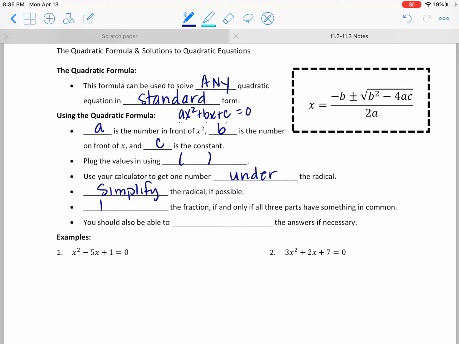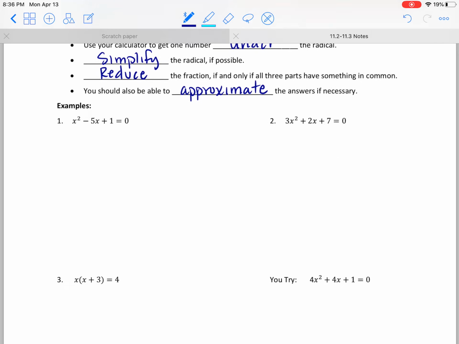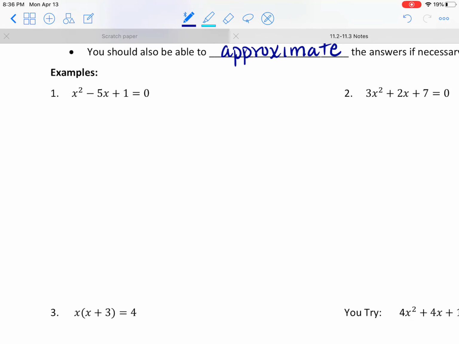Okay? So let's try this out. Reduce the fraction if, and only if, all three parts have something in common, and then you'll end up with your exact answers. Later in the unit, we're going to look at word problems where it's going to be more appropriate to approximate those answers, so you should be able to approximate them. That just means sticking them in the calculator and getting decimals, if necessary.